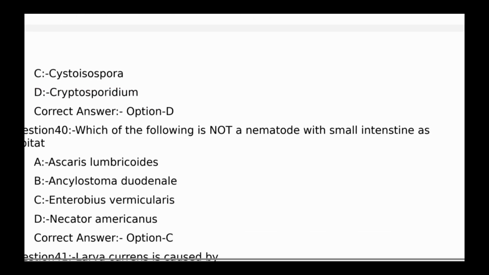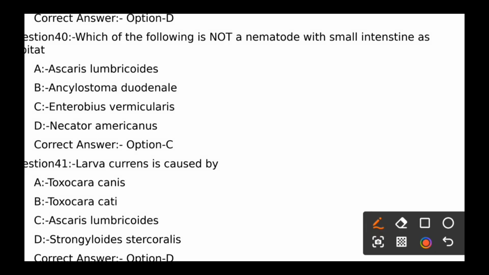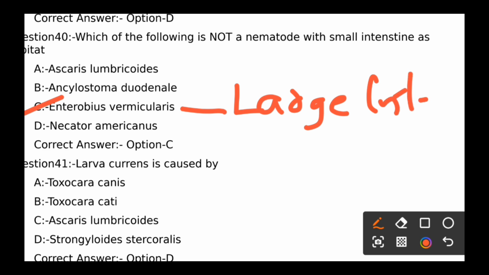Next question. Which of the following is not a nematode with small intestine as habitat? Option A Ascaris lumbricoides, option B Ancylostoma duodenale, option C Enterobius vermicularis, option D Necator americanus. The right answer is option C Enterobius vermicularis because it inhabits the large intestine. The question is about nematodes with small intestine as habitat. So the right answer is option C.